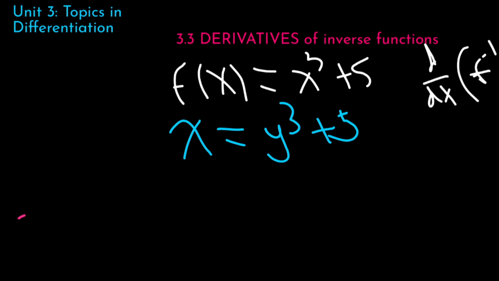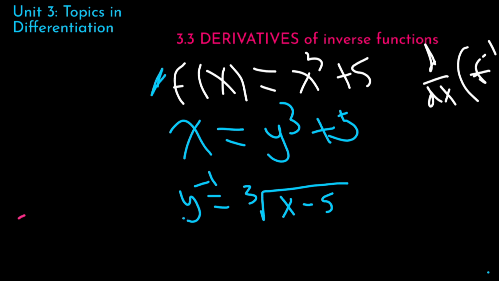Solve for y, which is going to be y equals the cubic root of x minus 5, which is your inverse y. You have to be careful about picking your y's, because this y is different than this y up here, so it's tricky and you have to watch out for that. Now we can take the derivative of this function.